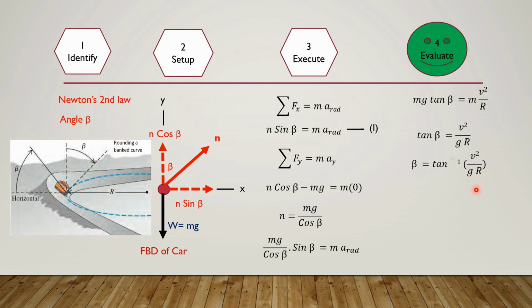In order to evaluate this target variable, the banking angle depends upon velocity and radius. If we put the value of velocity as 25 meters per second and the value of r as 230 meters, which is a usual calculation in our everyday life, then we will get the angle beta as 15 degrees. So this is the usual angle for banked curves. So our calculated target variable is correct.